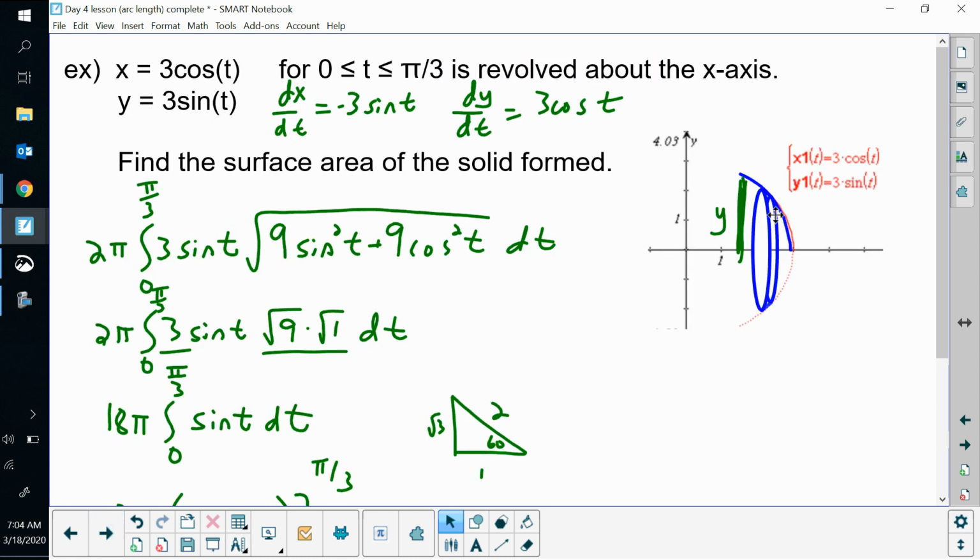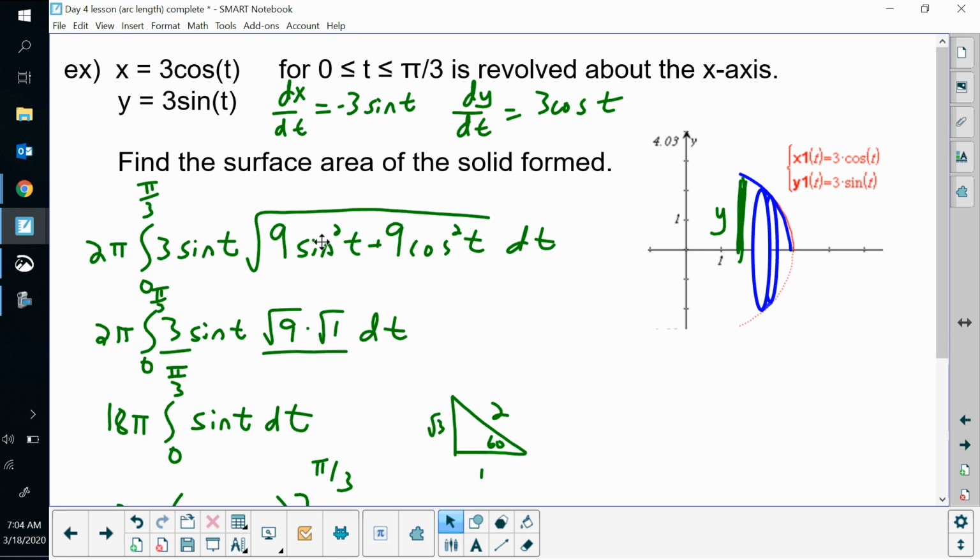So say we want to find this curve spun around the x-axis, and we want to find the surface area. So we'll have 2 pi. Our radius would be the y component, because we're going around the x-axis, so the 3 sine t. If we take the derivative of our x part and the derivative of our y part, square them and add them together, we get this. And that's our arc length portion, and we're going 0 to pi over 3 for our t values.